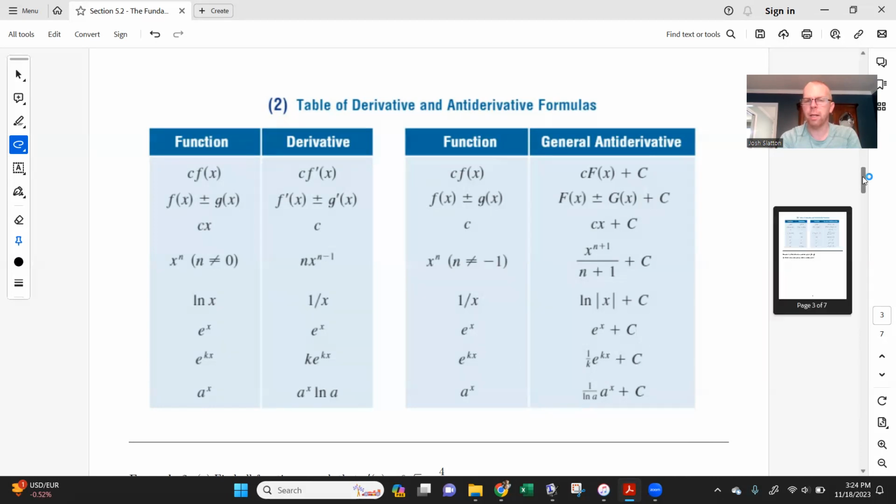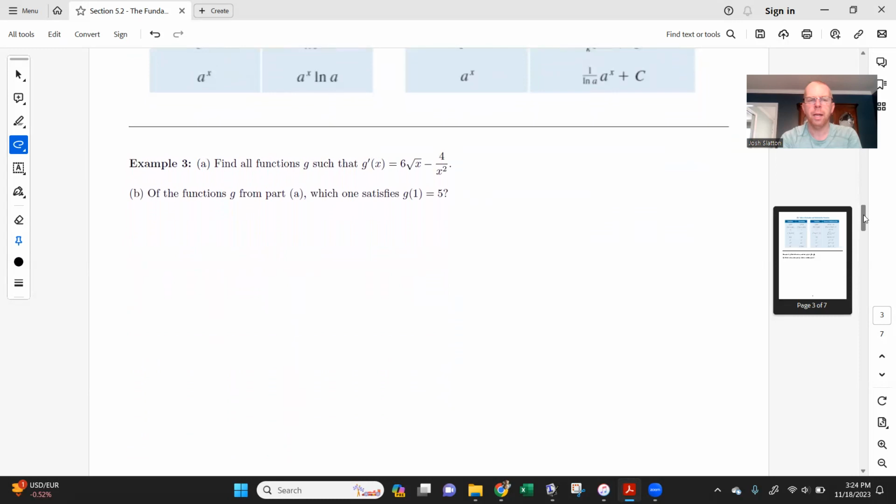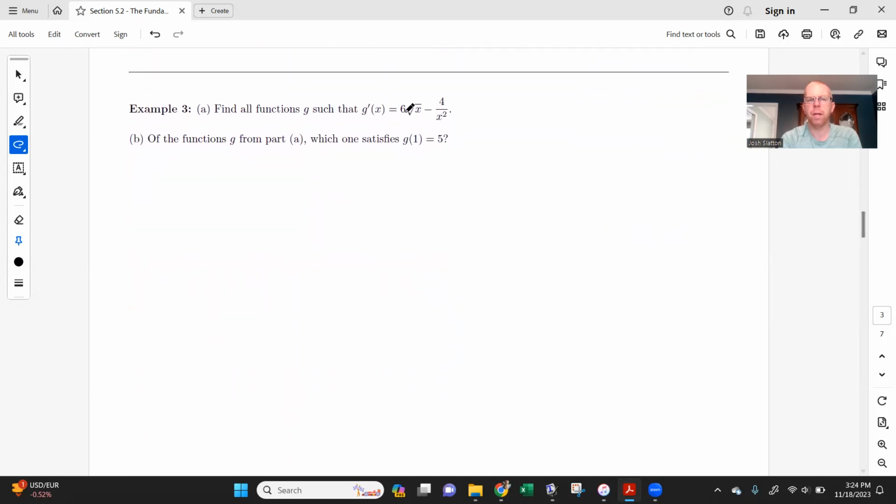All right, so let's look at another example. This one is not a polynomial, but we can treat it kind of like a polynomial as far as getting the antiderivative. We're going to find all functions g such that the derivative is given here. And so let's rewrite this with exponents. Square root of x would be x to the 1/2, and 4 over x squared is 4x to the -2.